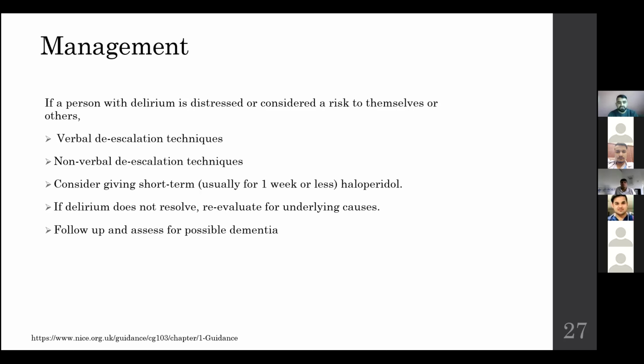We should consider giving short-term haloperidol, usually one week or less, including if we are discharging the patient. And if delirium does not resolve, we should again reevaluate for the underlying cause, and follow up and assess for possible dementia should be done.